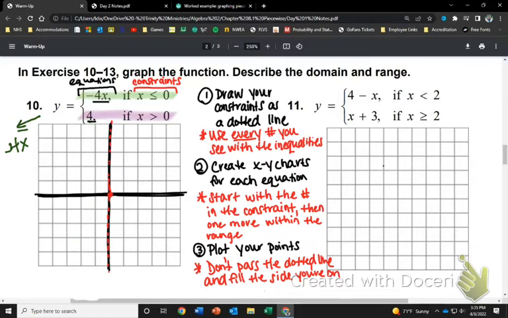So I have that, and now I'm going to do an XY chart. The little note that I put for this one says start with the number in the constraint. So my constraint number is 0, so I'm going to start with 0. And then I'm just going to ask myself, what is another number? And if you want, instead of putting that negative 4x, maybe put the constraint x is less than or equal to 0. What is another number less than 0? Well, the next number would be negative 1.